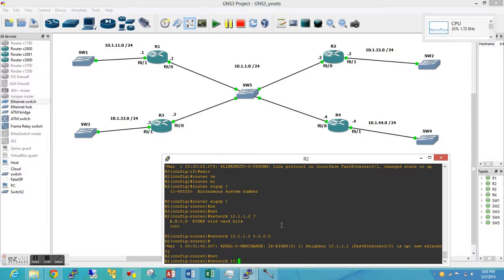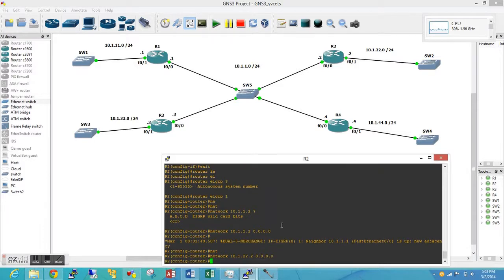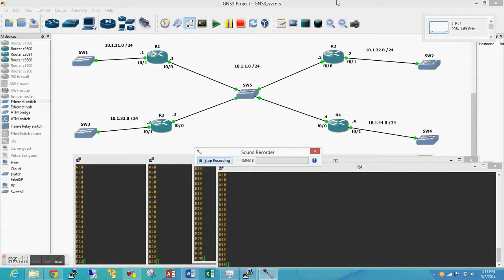Okay, now we're just defining the other one. 10.1.22.2 0.0.0.0. And we see that it did form an adjacency because I've already done router 1 before I started the recording. But I'll go ahead and do routers 3 and 4, and then I will come back and continue on.